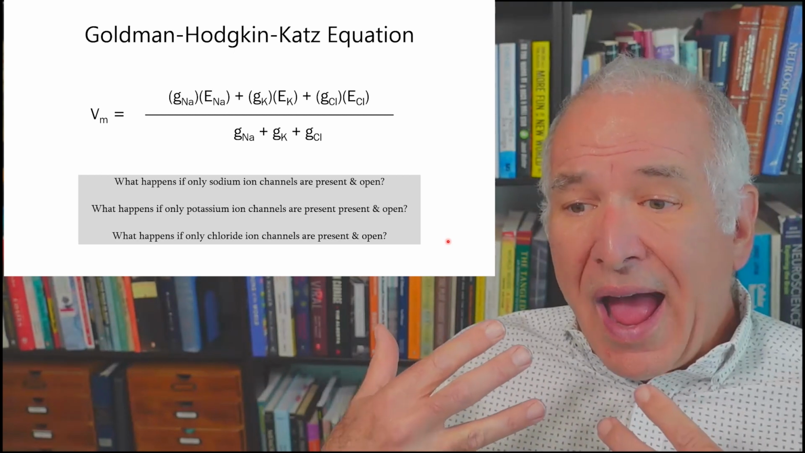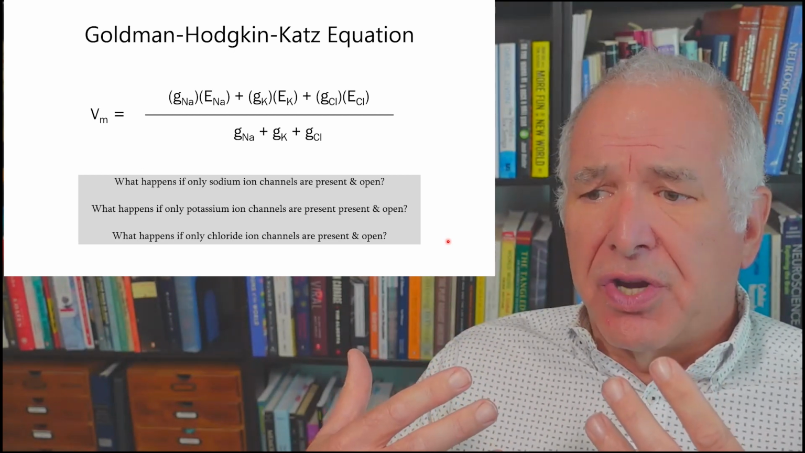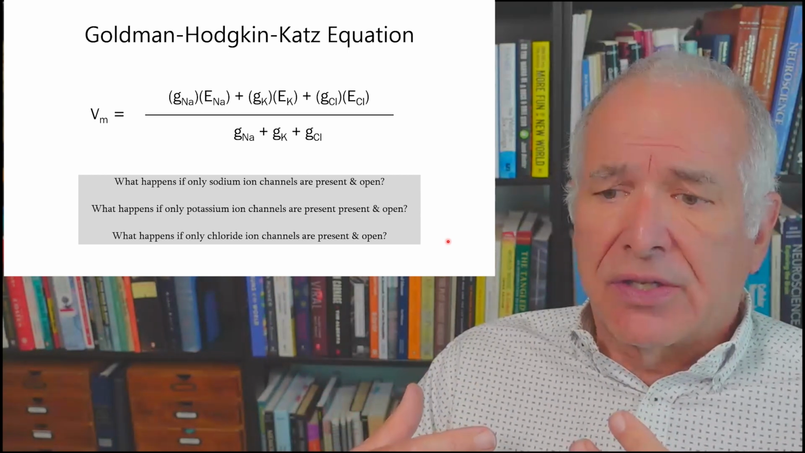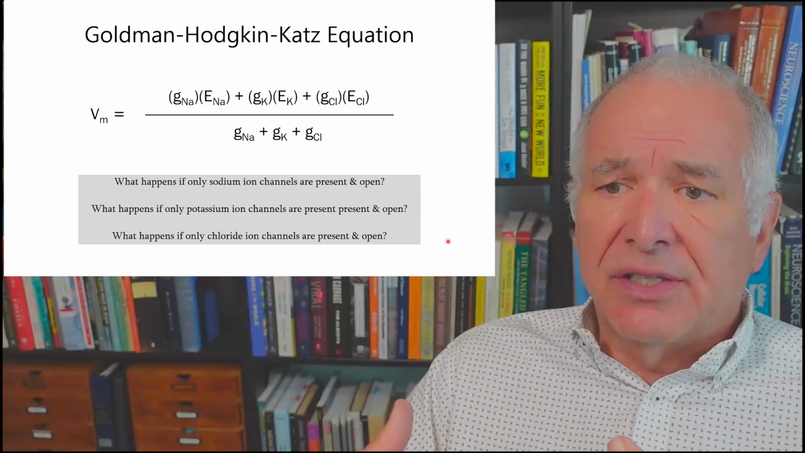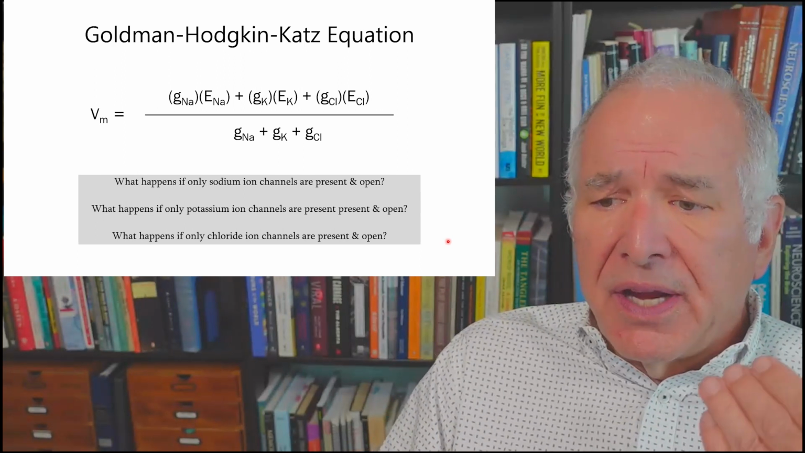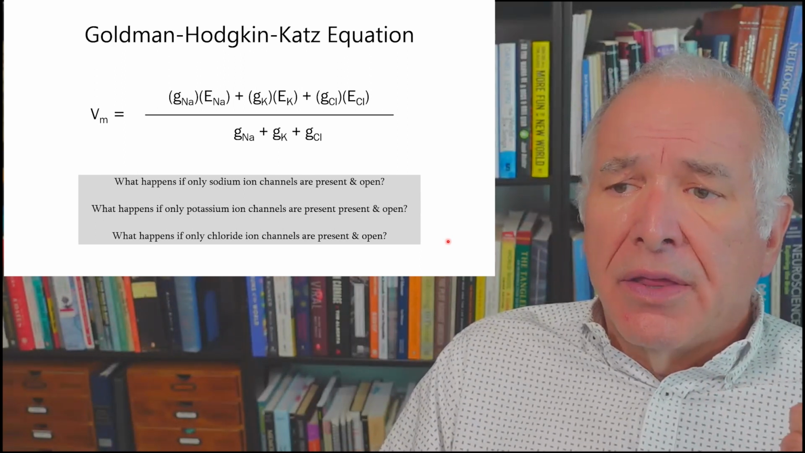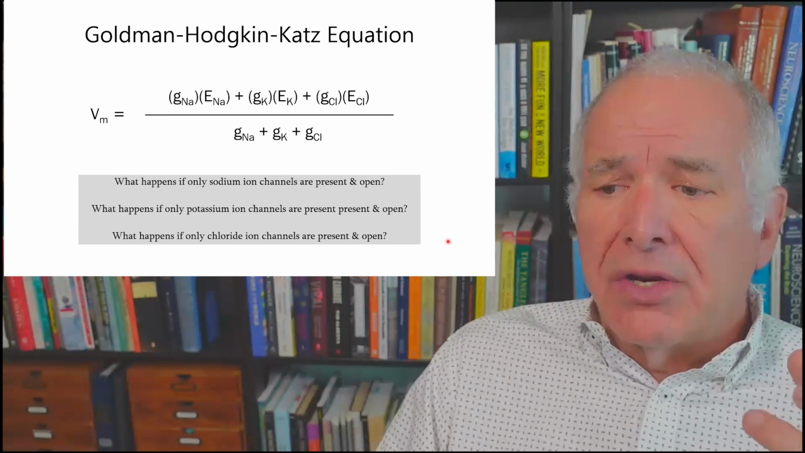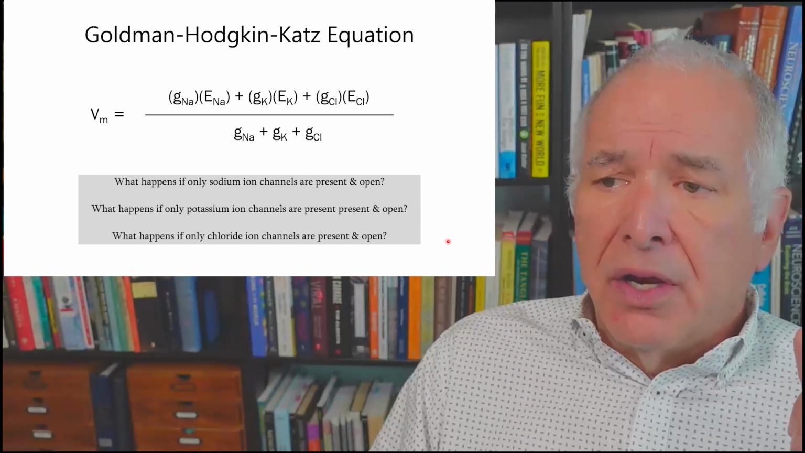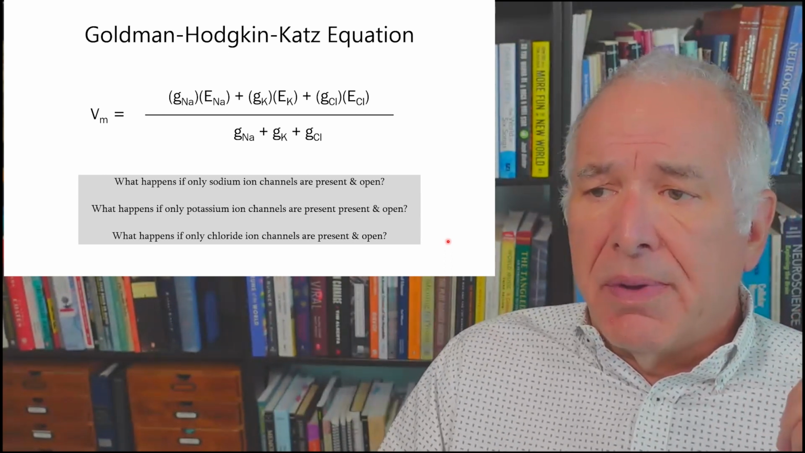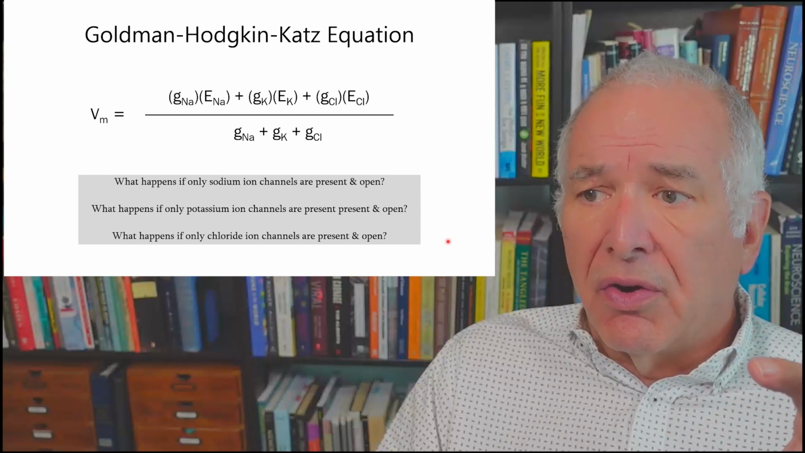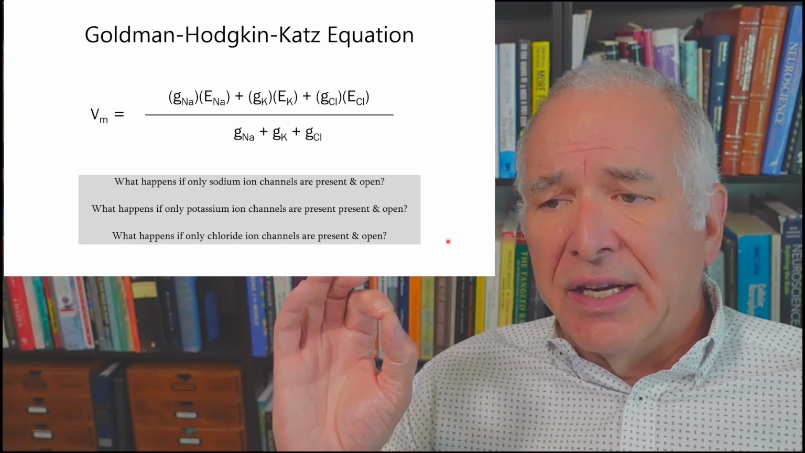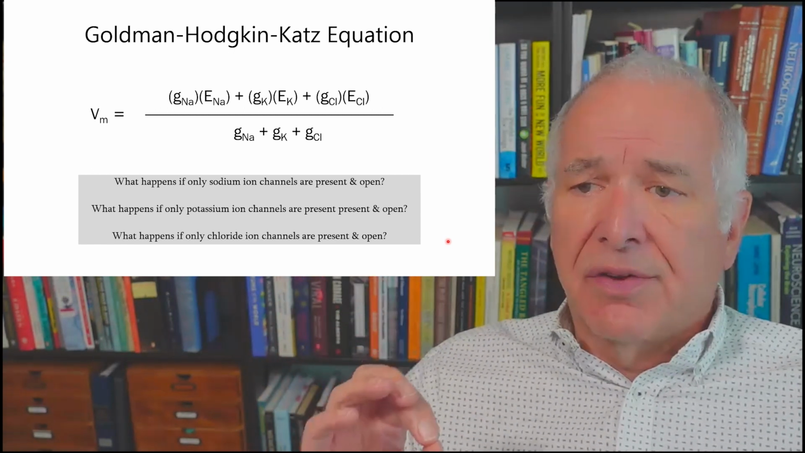And so what happens if only sodium ion channels are present and able to open? Then only sodium can flow across the cell membrane. The only conductance is that of sodium. What happens if only potassium ion channels are present and open? Then only potassium can move across the cell membrane. What happens if only chloride ion channels are present and open? Then only chloride can move across the cell membrane, and so the only non-zero conductance is that for chloride. So let's use those ideas to simplify our analysis of this equation.